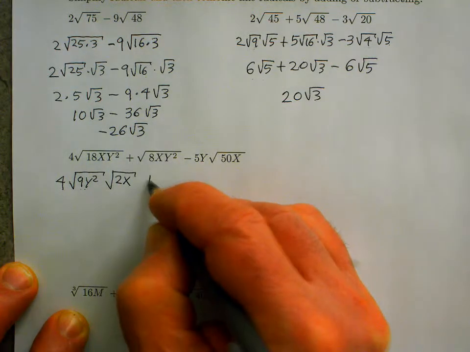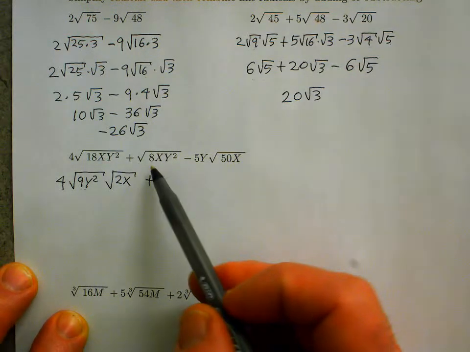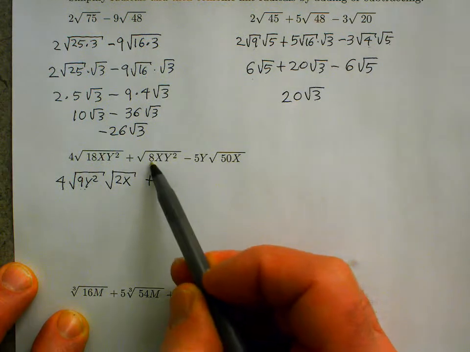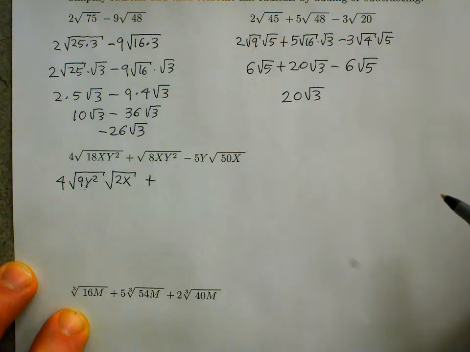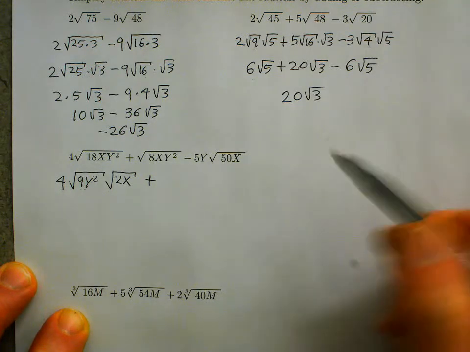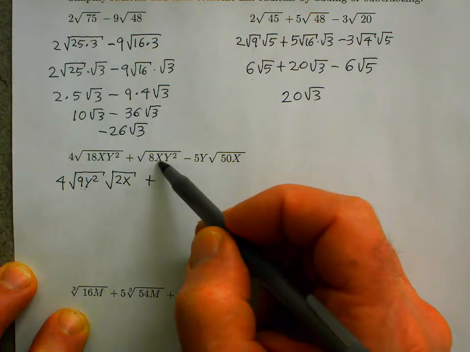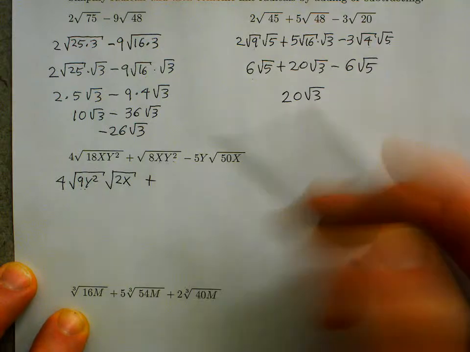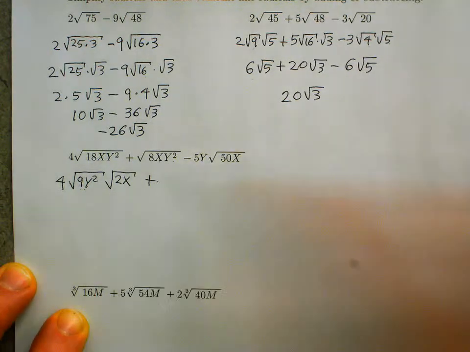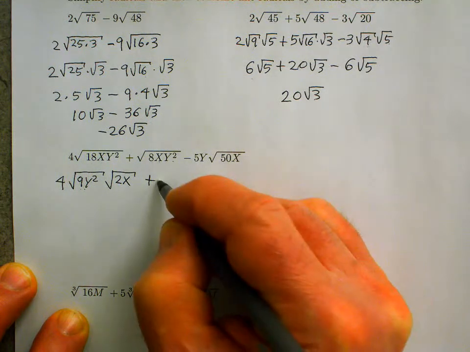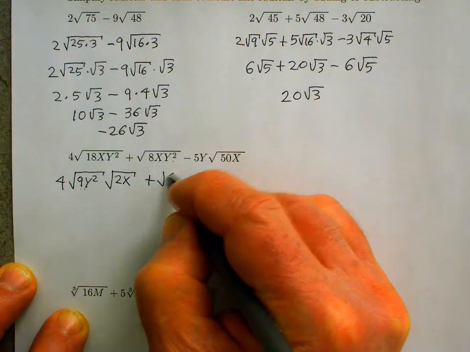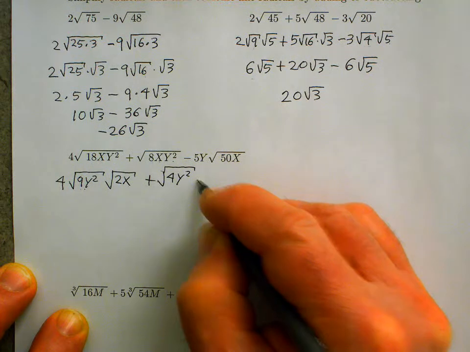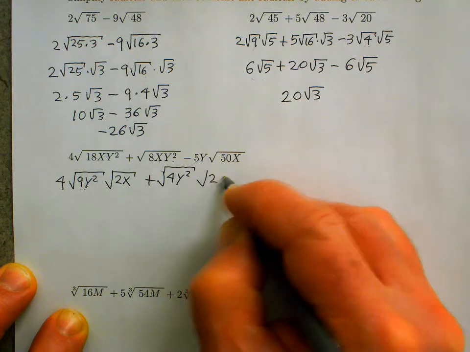Okay, let's work on the middle term, which is the square root of 8xy to the second. The largest factor of 8 that is a perfect square is 4. 4 times 2 is 8. So the square root of x cannot be simplified. Y to the second is a perfect square. So we'll rewrite the square root of 8xy to the second as the square root of 4y to the second times the square root of 2x.